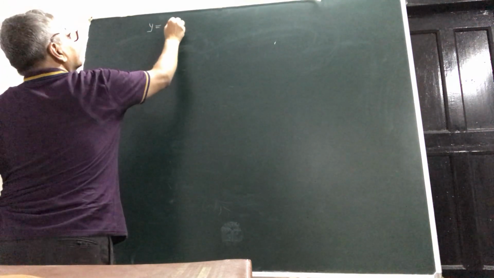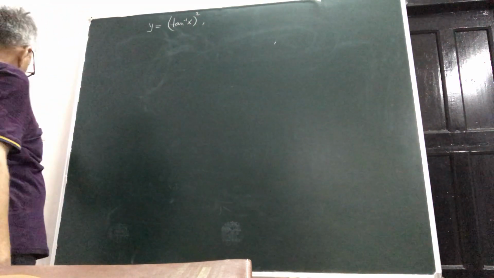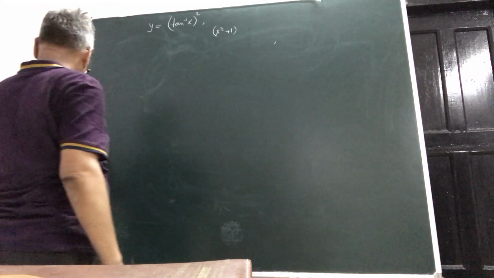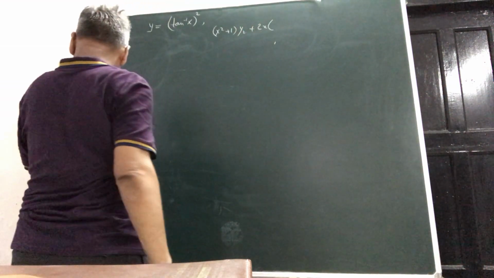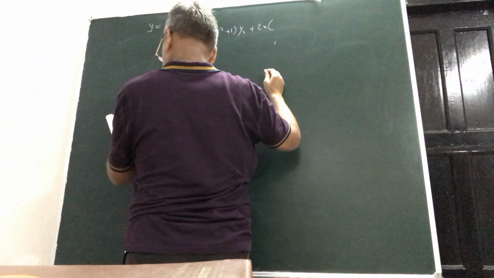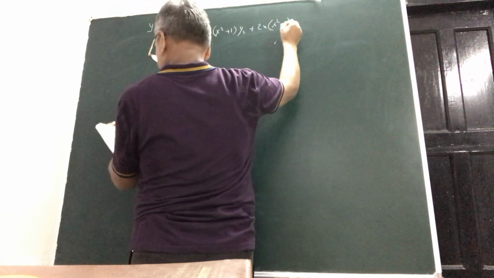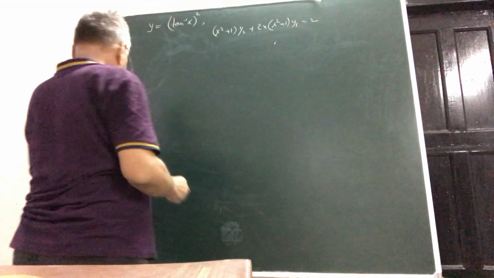Now, we will take the last question here. If y is equal to, please see what it is, (tan inverse x) square. Then show that (x square plus 1) square y2 plus 2x (x square plus 1) y1 is equal to 2. Okay, so this value we have to calculate.